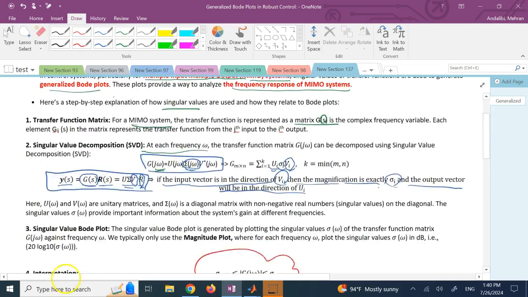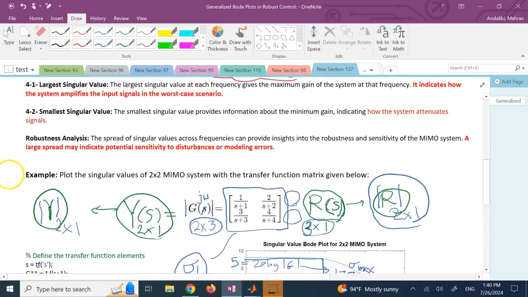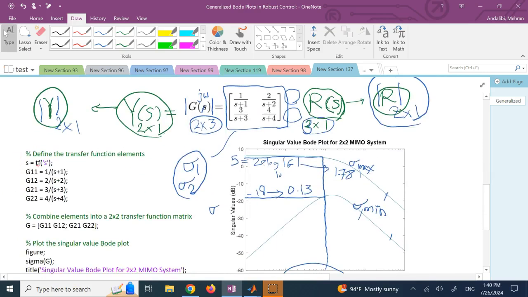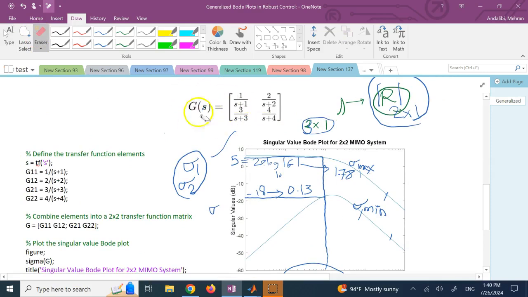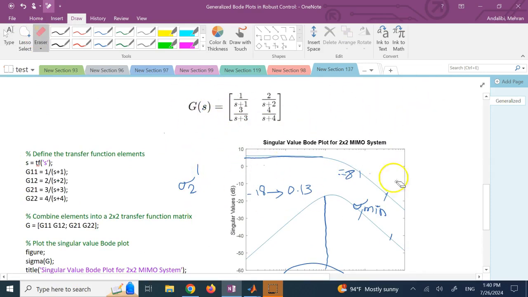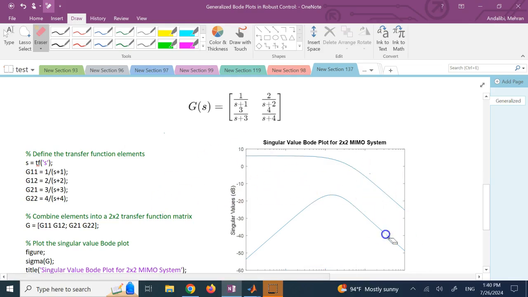Now how do we do it in MATLAB? In MATLAB, it's very simple. So let's say I want to create the generalized Bode plot for this 2x2 transfer function. All I need to do is to define the matrix, which you see here I have done.